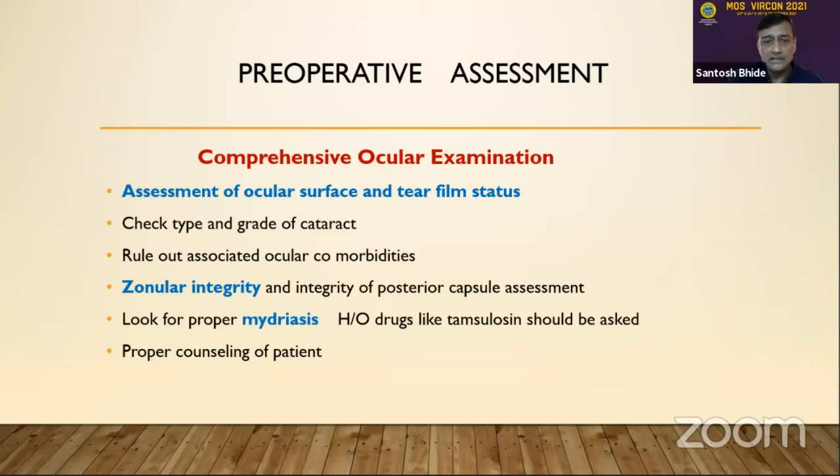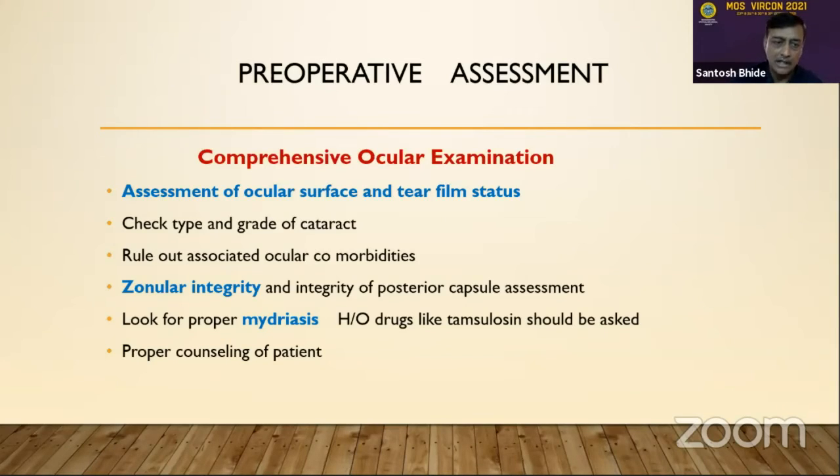For preoperative assessment, a comprehensive ocular examination is a must, and most important is assessment of ocular surface and tear film status. We as cataract surgeons often overlook this important aspect of the eye, and we do not assess the ocular surface or tear film, but we must do a thorough checkup whenever we are using any premium implant.